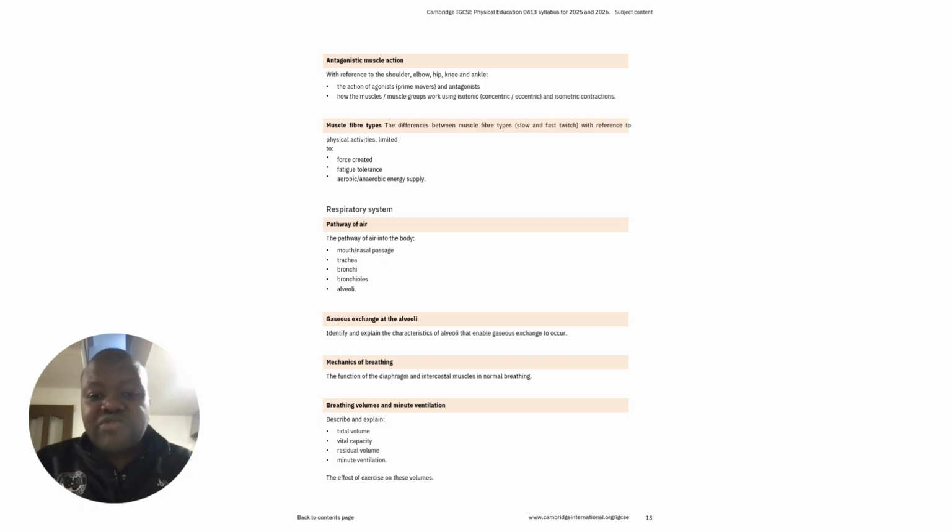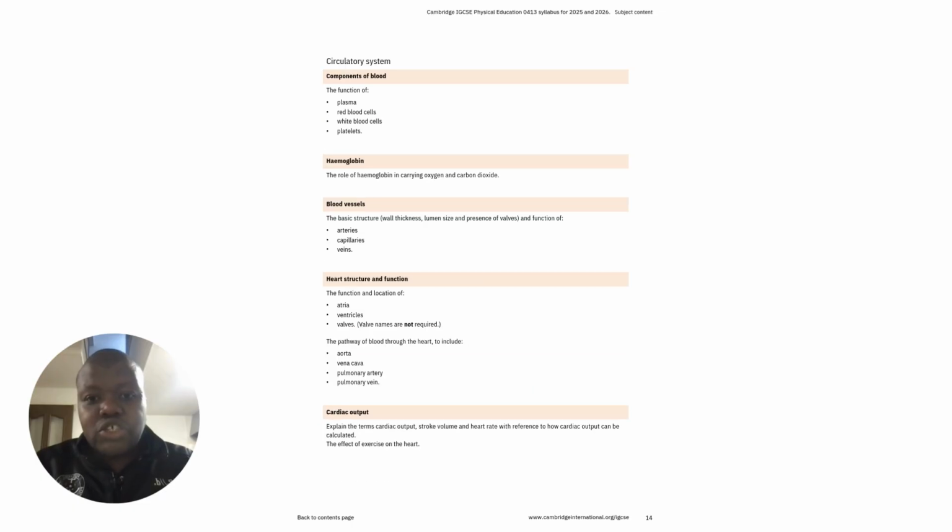Under respiratory function, we'll be focusing on the pathway of air, gas exchange, mechanisms of breathing, breathing volume and minute ventilation. Under the circulatory function, we're going to be focusing on the components of blood, blood vessels, heart structure and function, and cardiac output.